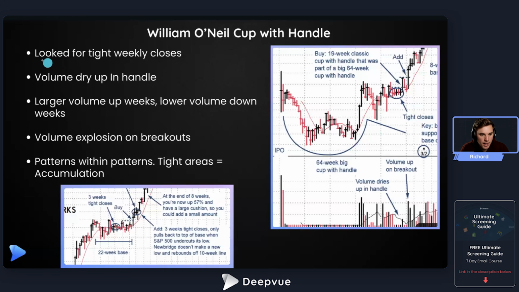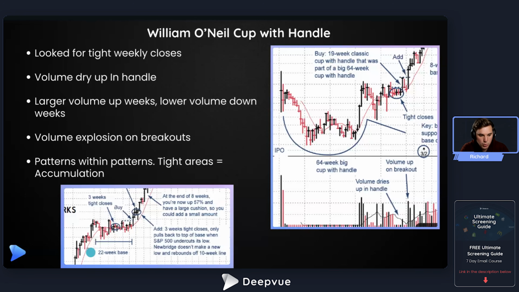So again, O'Neill looked for a lot of tight weekly closes. That note is all over his chart markups. He looked for volume dry up in the handle, which is volume contraction. He looked for larger volume up weeks and lower volume down weeks. That's a sign of a constructive base. And he's looking for volume explosion on the eventual breakout. I just want to point out this VCP is almost a VCP within an overall VCP. Often you get this fractal nature in these setups, where you get patterns within patterns. And I just want to highlight this: tight areas equal accumulation.